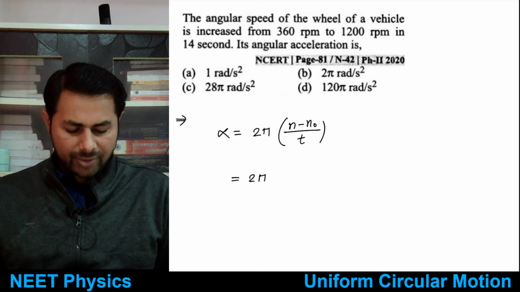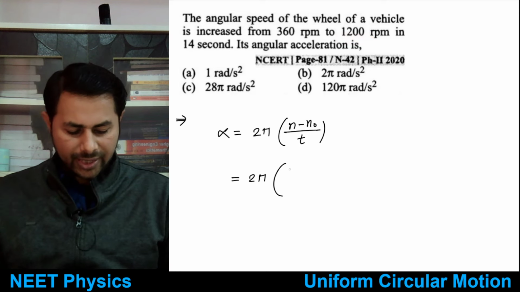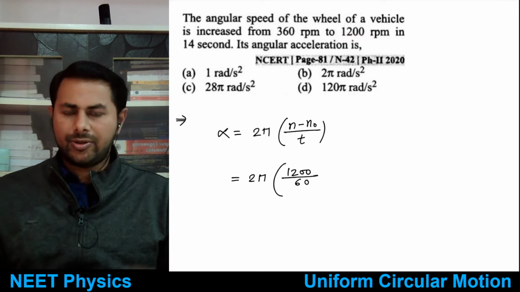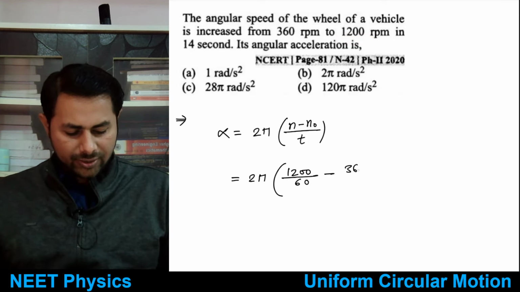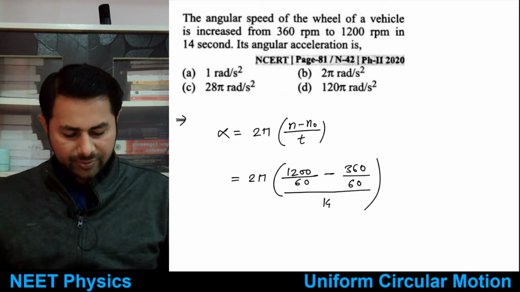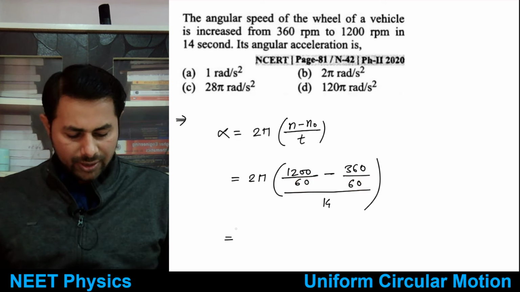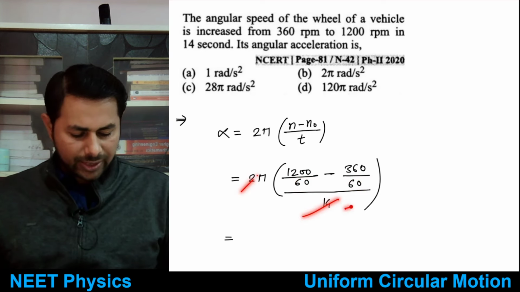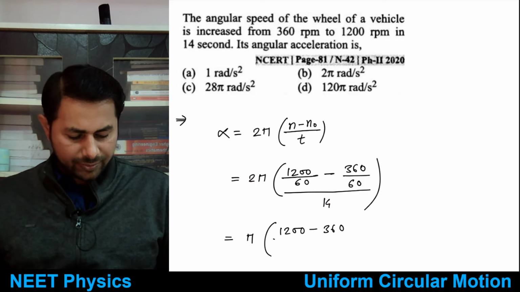Then it is 2 pi multiplied by n. So n final is 1200 rpm. So you have 1200 divided by 60, because I want to convert it to rps, minus n naught, which is 360 divided by 60, and divided by time, which is 14 seconds. What we can do is take this 60 common and move it to the denominator, and then this 14 can be divided by 2, so that's 7. So you have pi multiplied by 1200 minus 360, divided by 60 times 7.